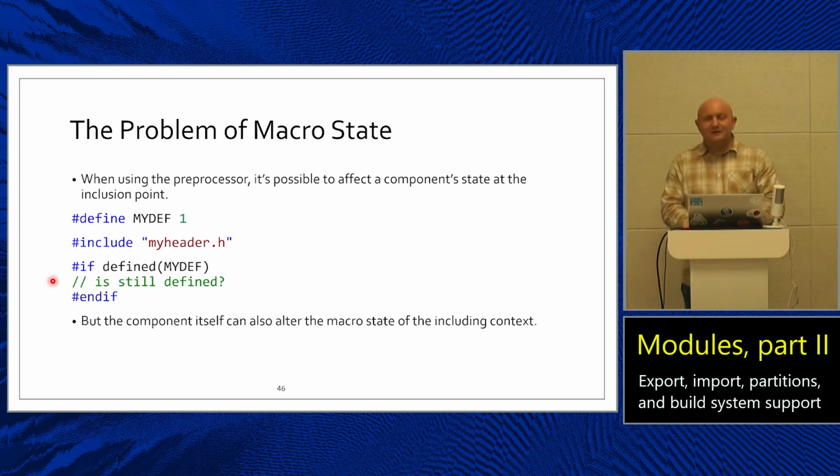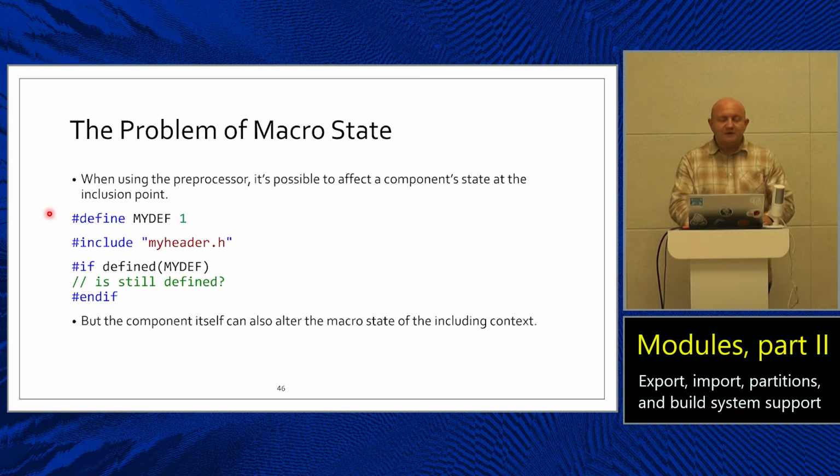Okay, so what do we do with macro state? Last time, we already saw how dangerous it can be. We had a header whose contents depended on whether a macro was defined, and that macro could completely change the structure or the type of function. That means that including a file can affect how the component behaves at the point of inclusion. Even worse, the component itself, in this example, can modify the macro state of the including context.